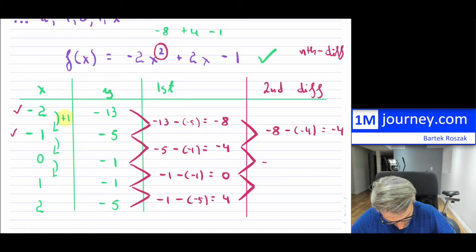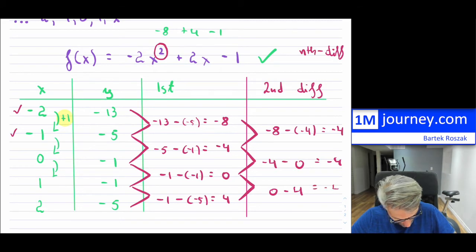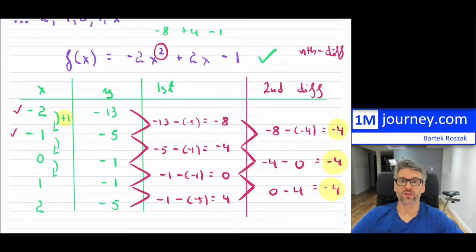And then I'm going to get -4 minus 0, which again is -4. And then 0 minus 4, which is -4. So you notice that, oh, okay, they're constant. And that is nothing new.